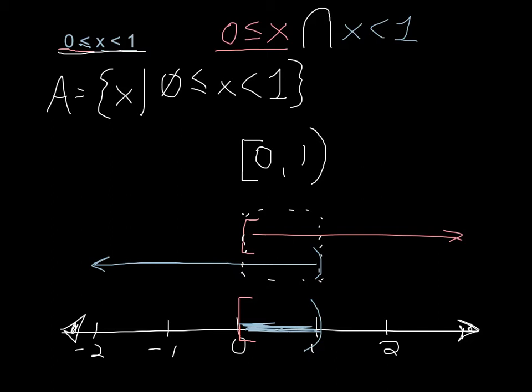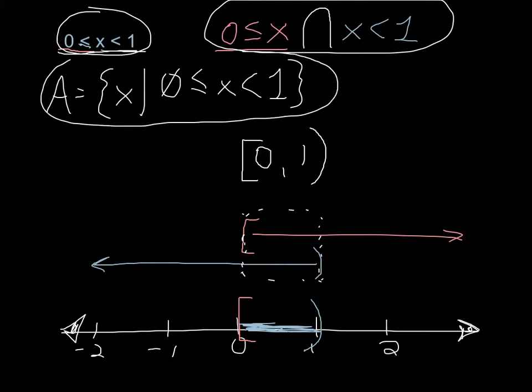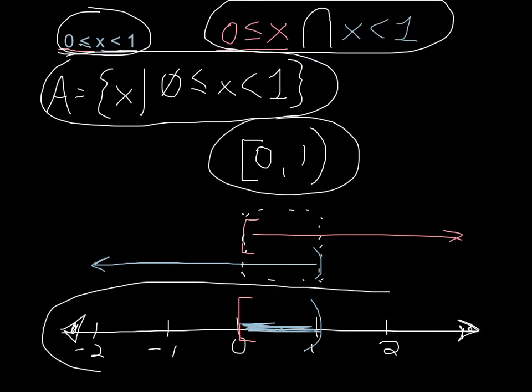So now we have our 5 ways. We have compound inequality, we have union and intersection, we have our set notation, we have our interval notation, and we have our number line.